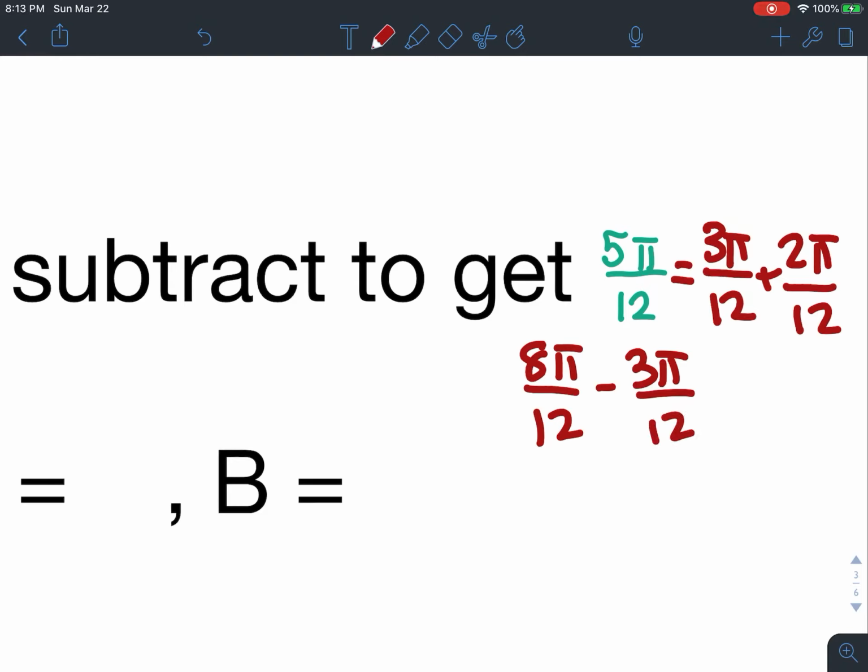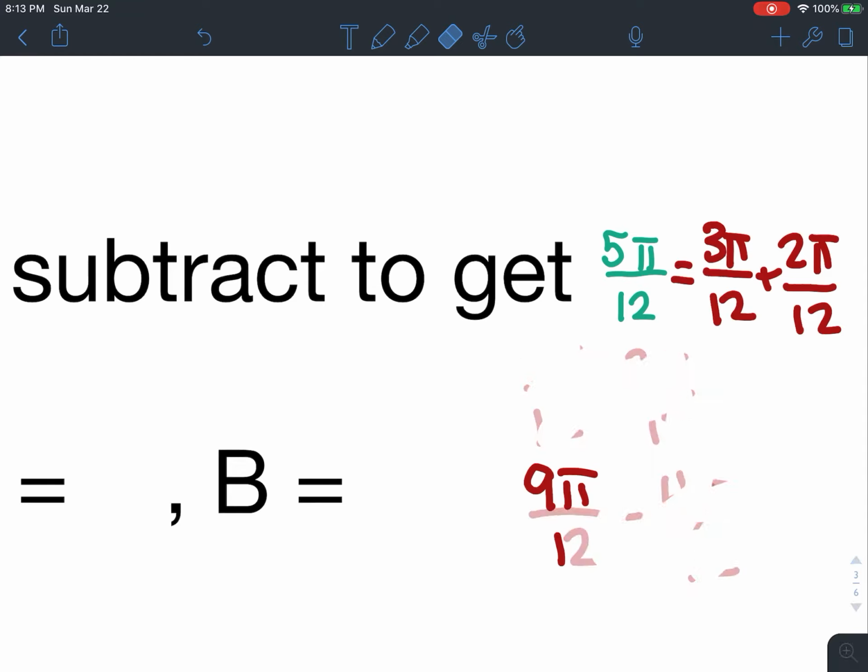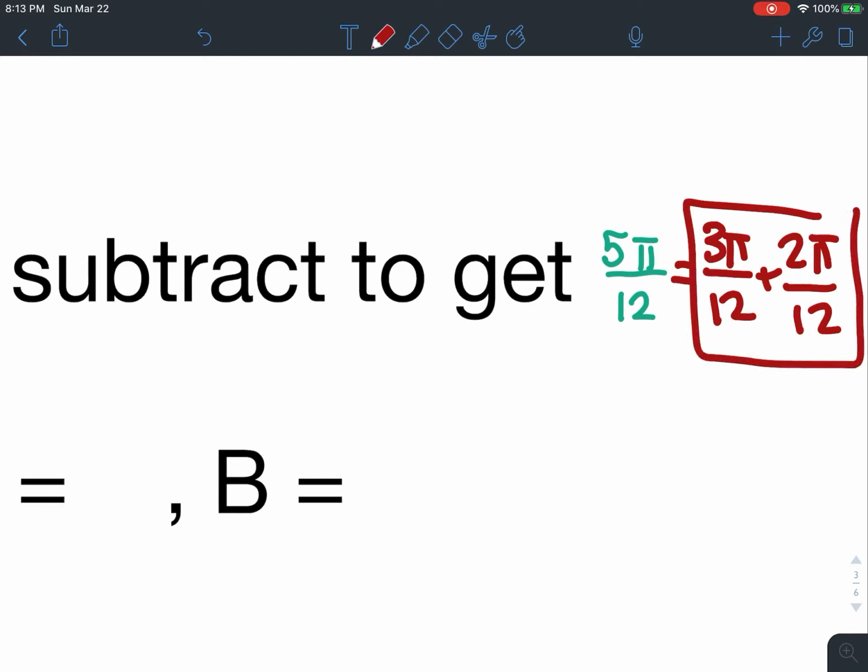Or, what else? I could do 9 pi over 12 minus 4 pi over 12. Any of these combinations would work. It's probably easier if you choose angles that are in the first quadrant, because then you won't have to worry about the signs being negative. But really, any of these would work. We'll just stick with the simple one for now.